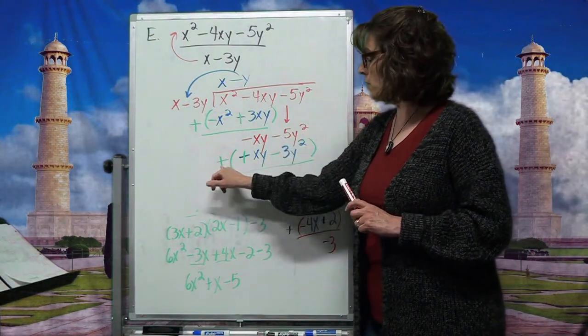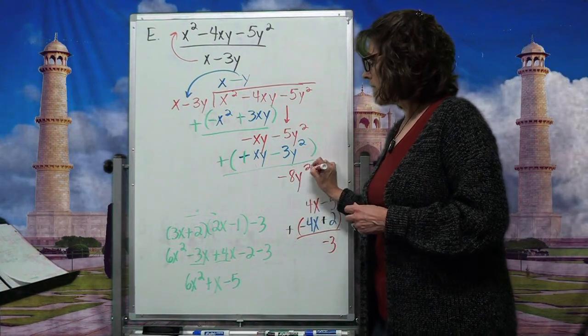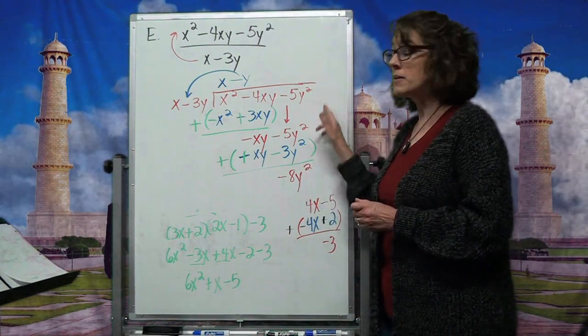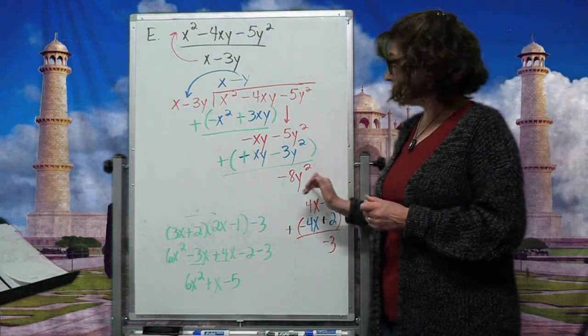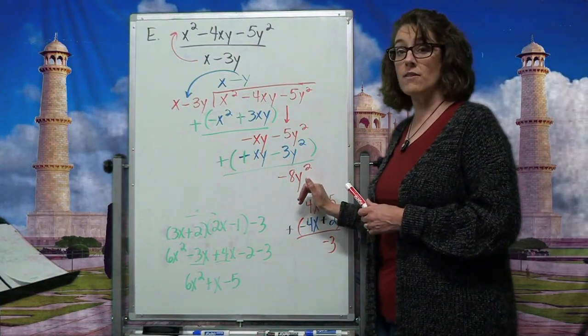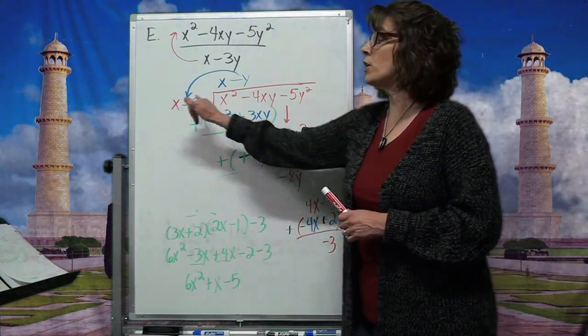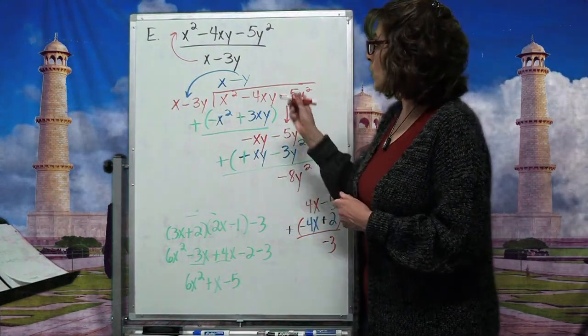Negative 5y squared plus a negative 3y squared is a negative 8y squared. And notice that there is nothing back here to drag down. I'm stuck. I can't do any more division. So I have a remainder of negative 8y squared. And recall what we said before. What do we do with that remainder? We put it over top of our divisor. So we add it in.